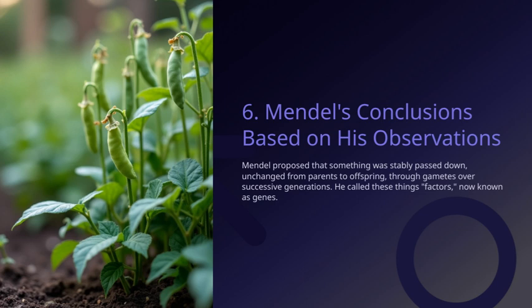This idea was really groundbreaking because it laid the foundation for understanding inheritance. His conclusions showed us that traits are inherited in a predictable way, which is essential for understanding genetics as a whole. This concept connects directly to our overall theme of how traits are passed and why we see the diversity we do in living organisms.